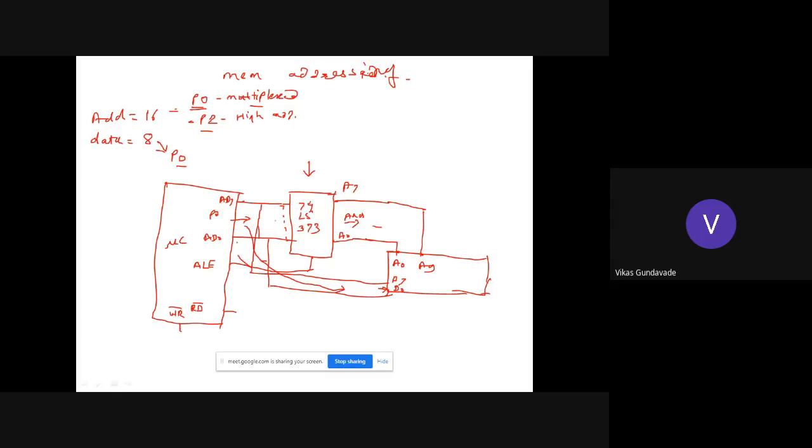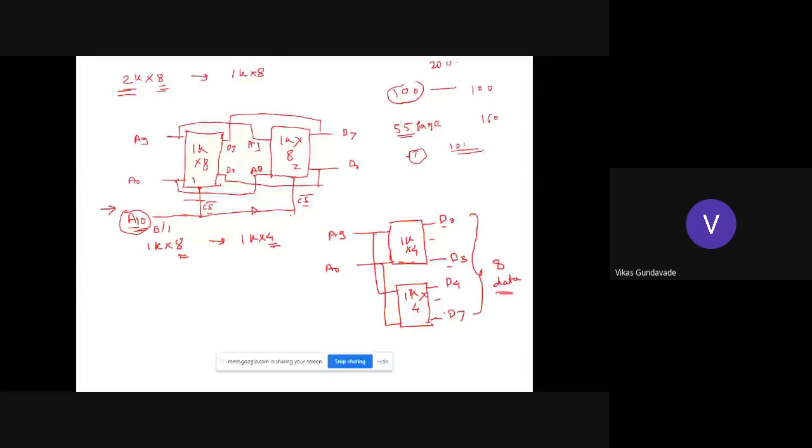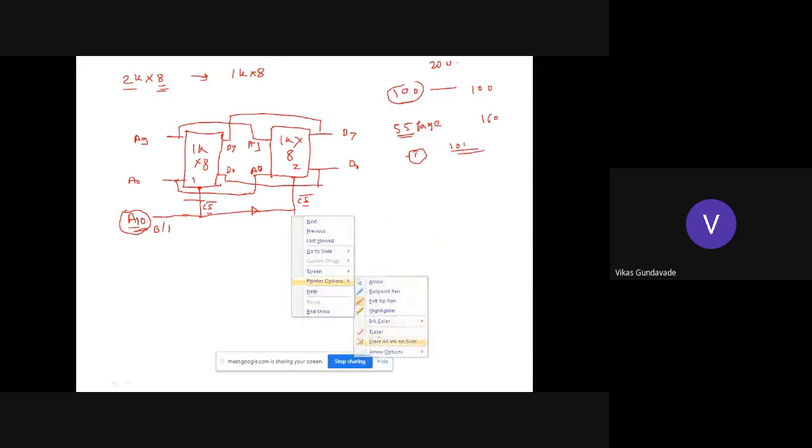Now we will see the working of this latching and decoder during the actual interfacing of the memory. Now we will see how the memory addressing is done.